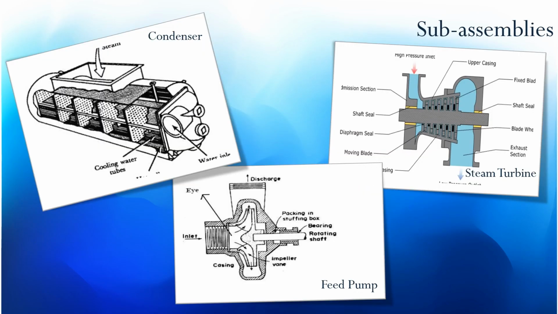This steam is then sent to the steam turbine, where the turbine uses the pressure of the steam to spin a shaft. The shaft of the turbine is coupled with the shaft of a generator that converts the rotational energy of the shaft into electricity.